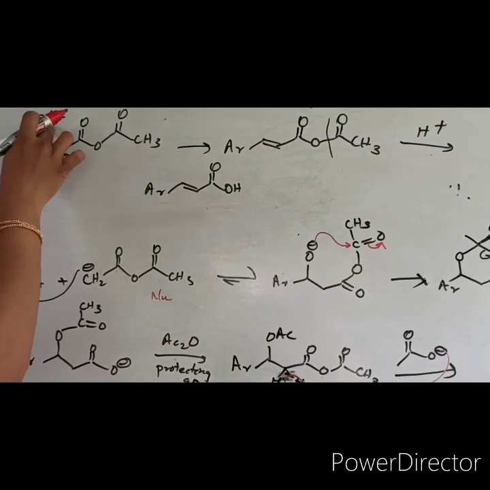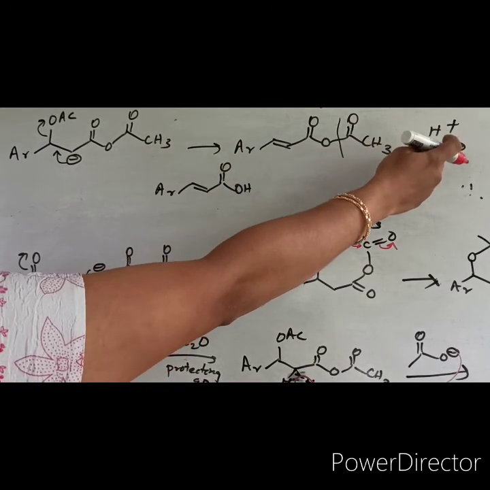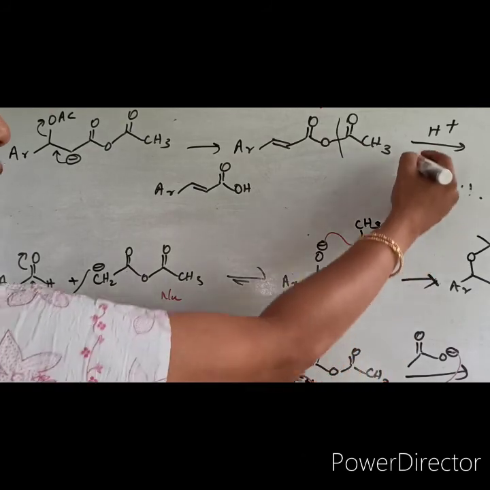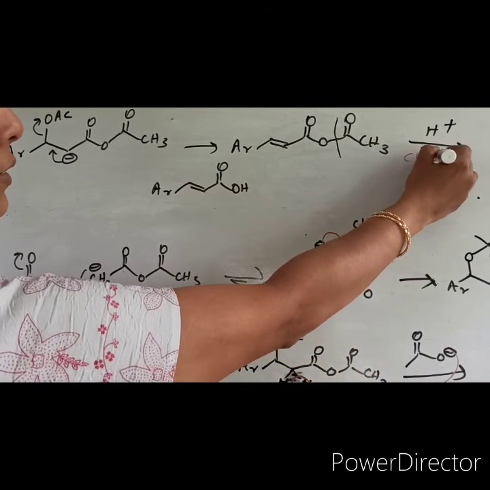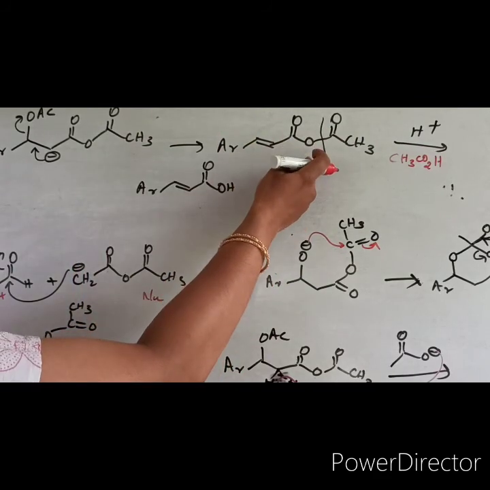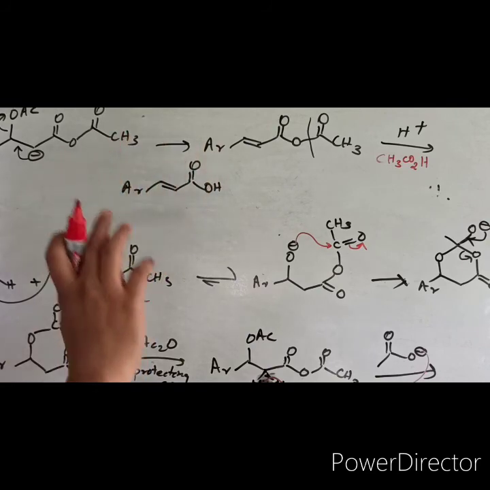Now this OAc is a good leaving group. This will be eliminated. Then again acetic acid will be in the reaction mixture. So that acetic acid will be doing the hydrolysis of this particular site. We will be getting this one plus acetic anhydride.